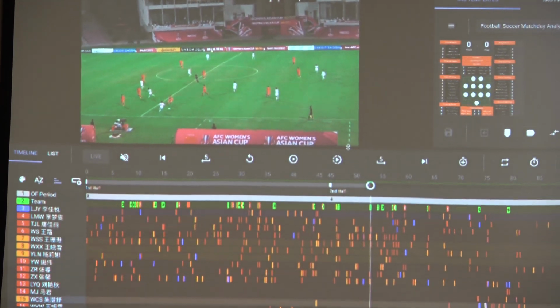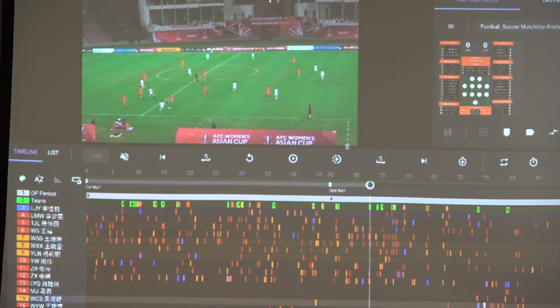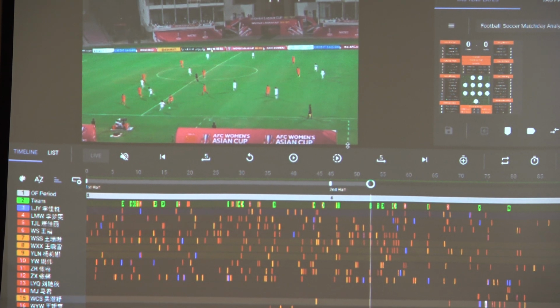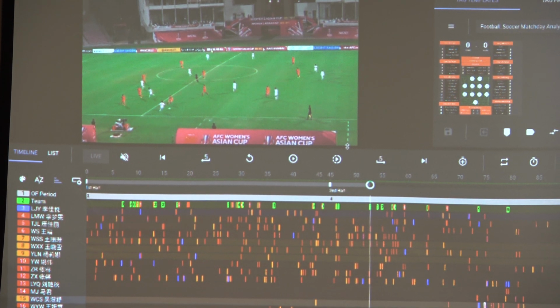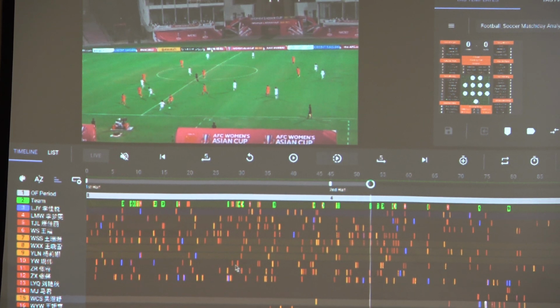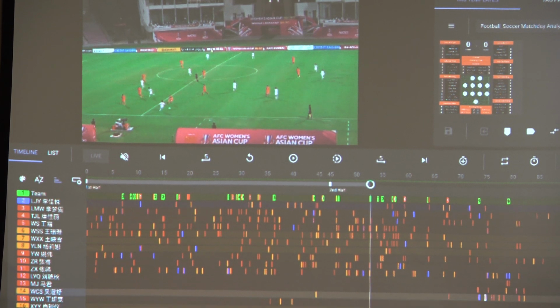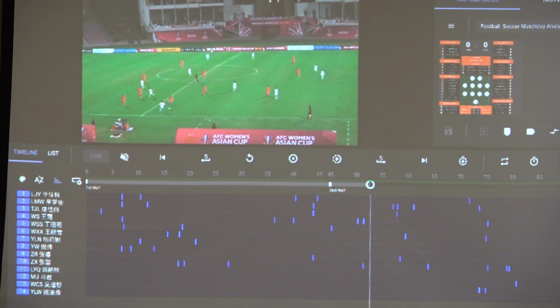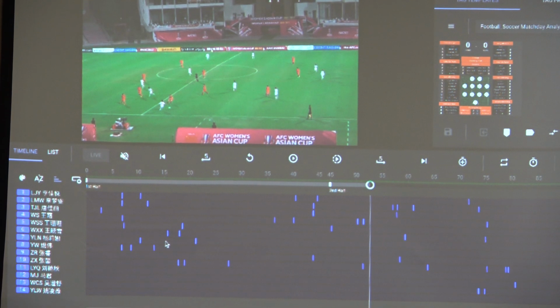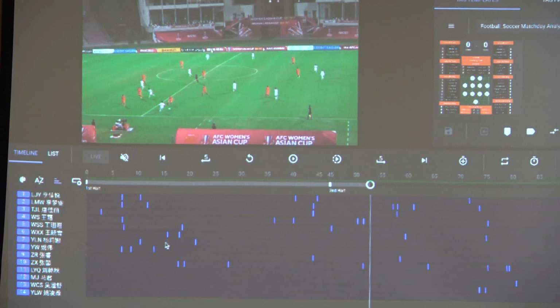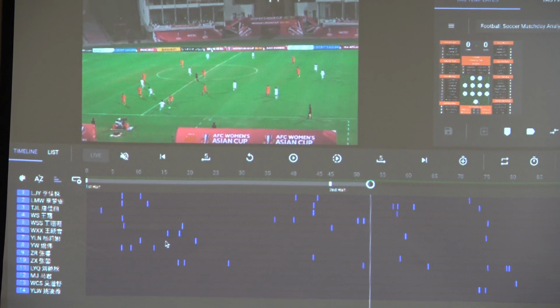And if I see some players are doing sprints for 10 times, and I wonder, okay, what happened when they are sprinting? I can just come here and I search for sprint, and I can see all of these blue tags are the sprints for each player.